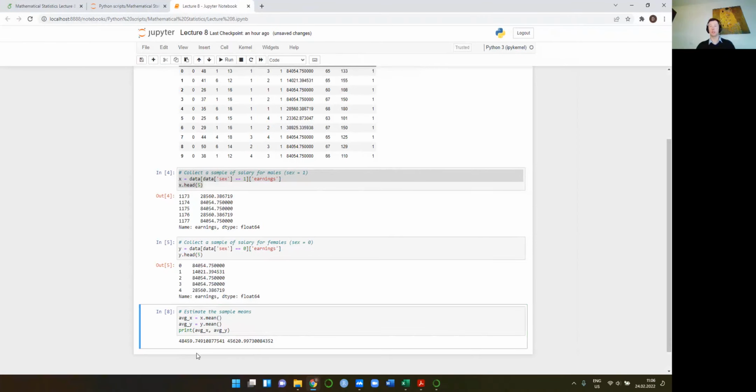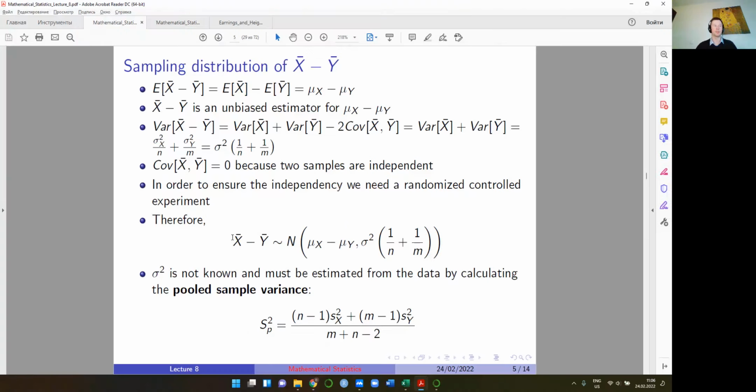Now the question is, is this difference large enough to claim that males' earnings are higher than female earnings? Well, we don't know. We need to understand the sampling distribution of these two variables. So therefore, first of all, we need to calculate this thing.